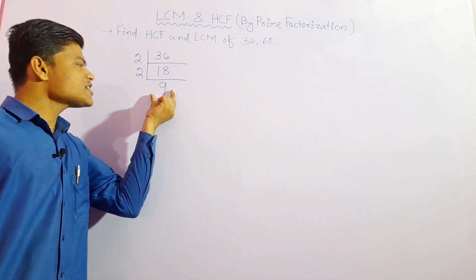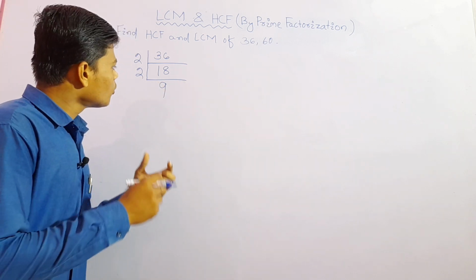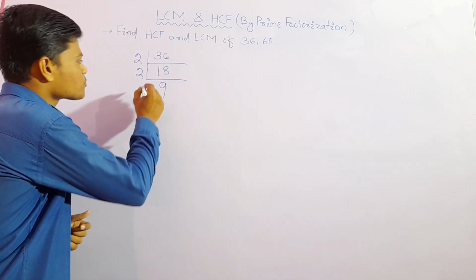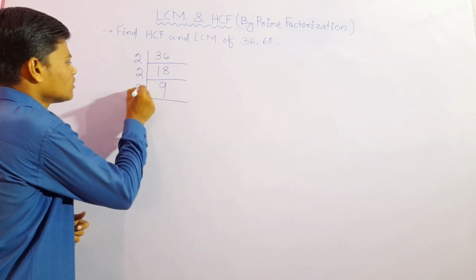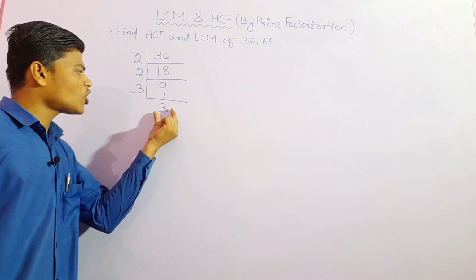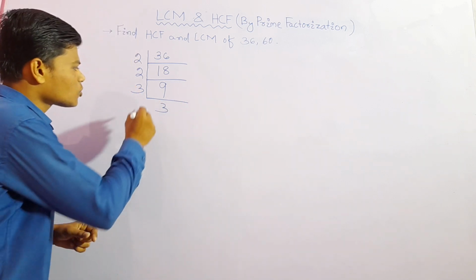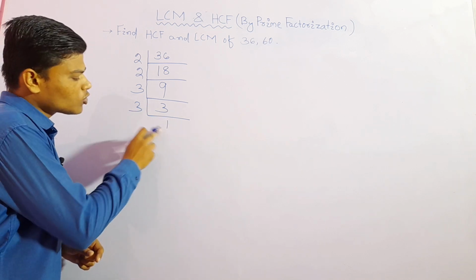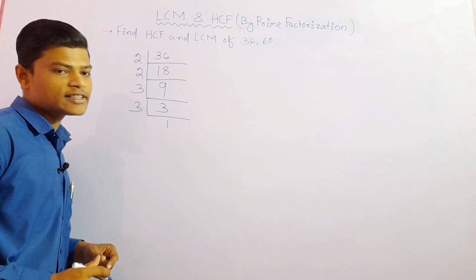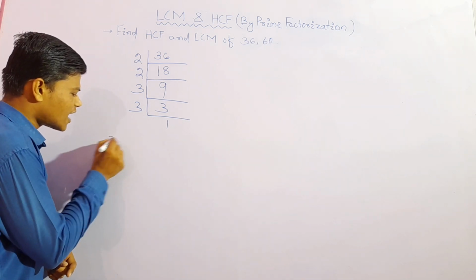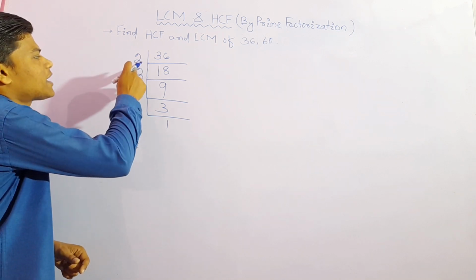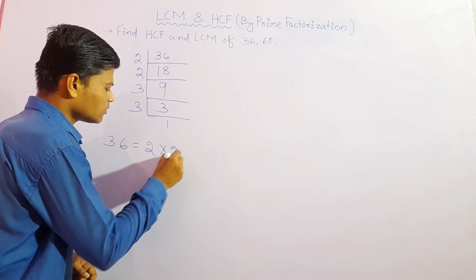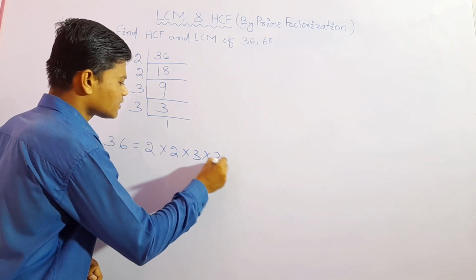Now 9 is not divisible by 2, so we need to move to the next prime number, that is 3. 9 is divisible by 3, so let's put 3 here to divide 9. 3 threes are 9. Again 3 is not divisible by 2, 3 is only divisible by 3, so here we will put 3. Now 3 one time is 3. Now we have got 1 here, that means the prime factorization of 36 is completed. So 36 can be expressed as 2 multiplied by 2 multiplied by 3 multiplied by 3.